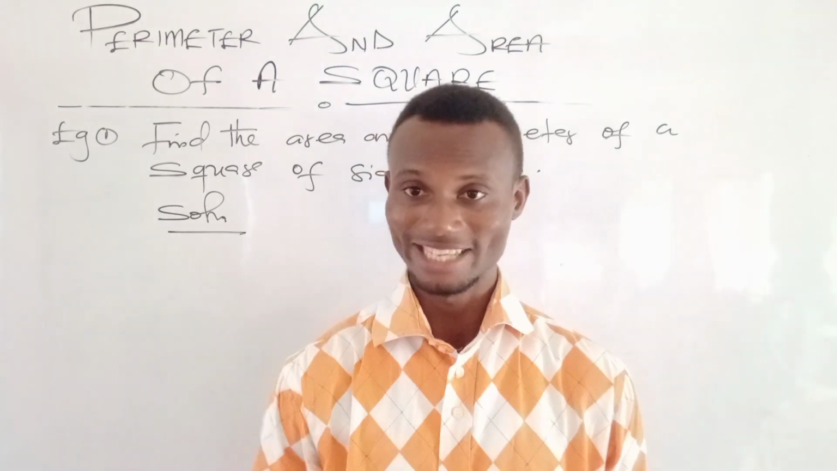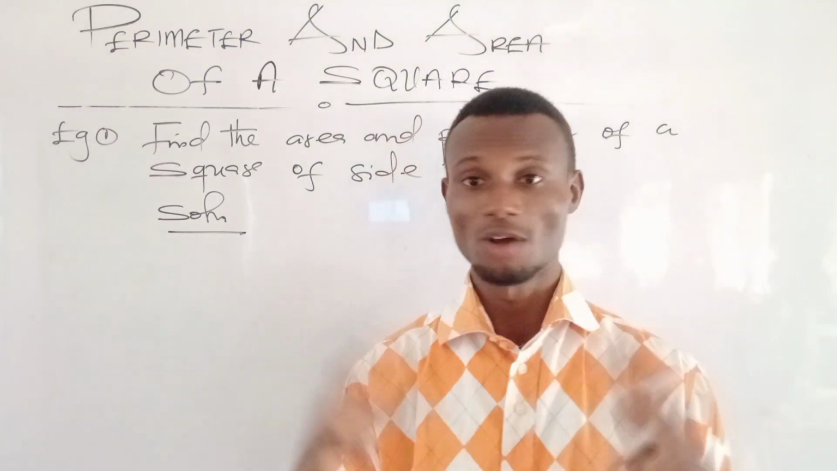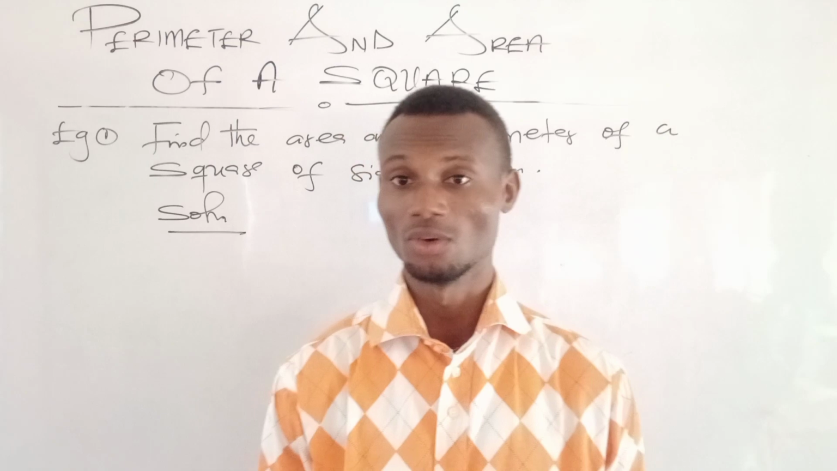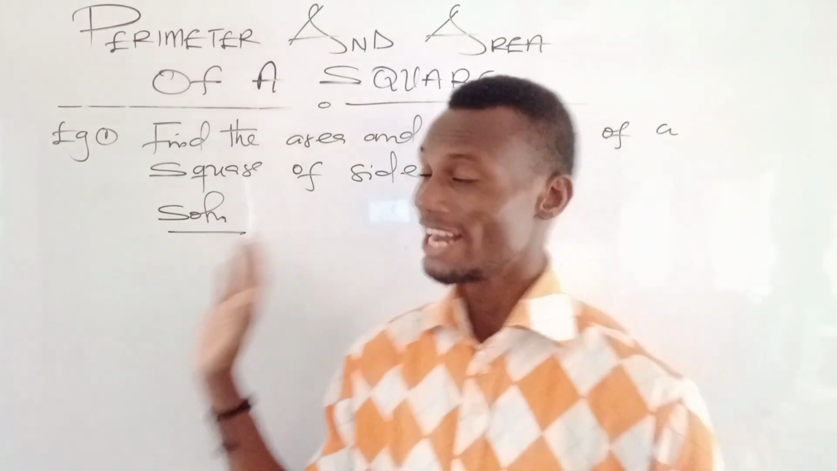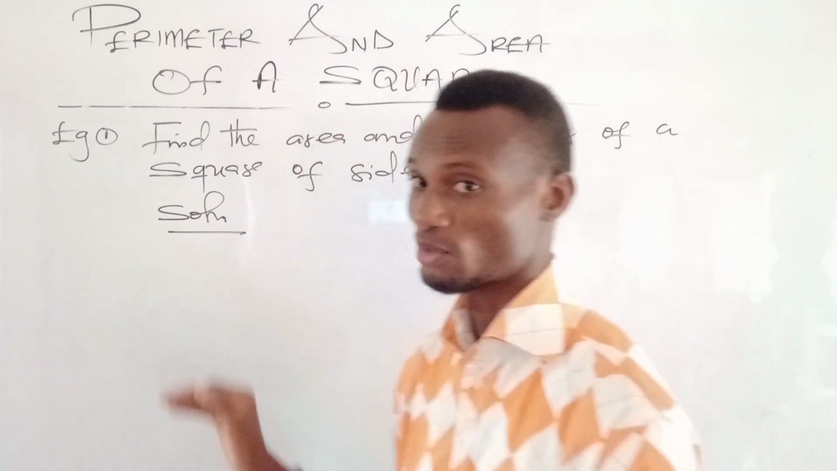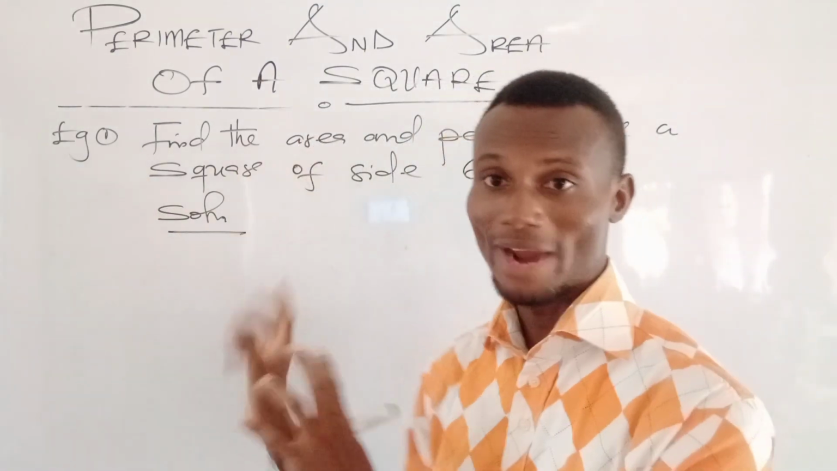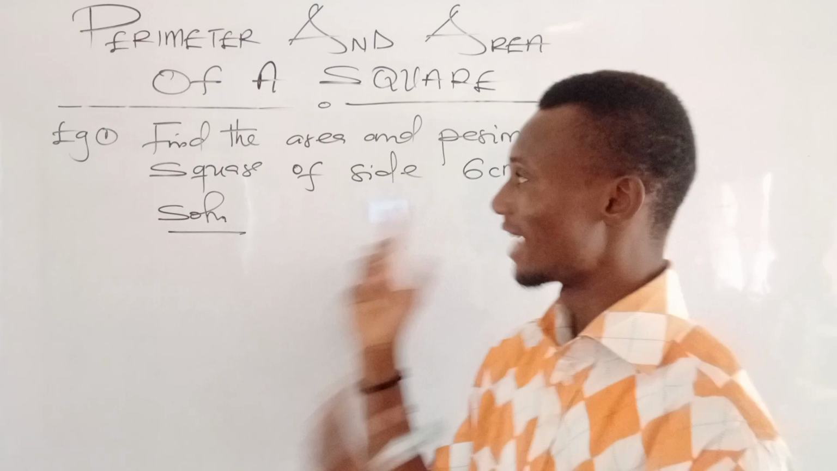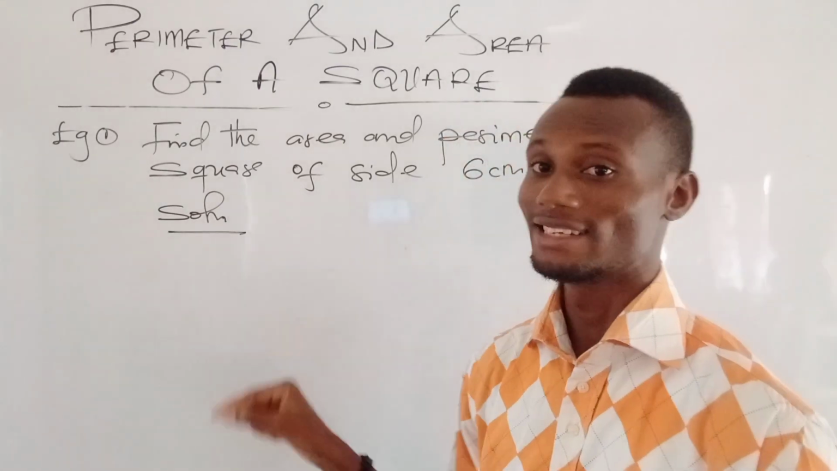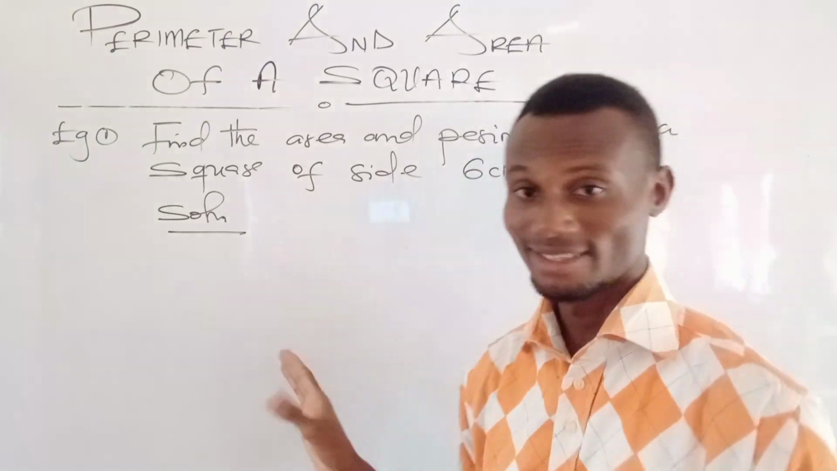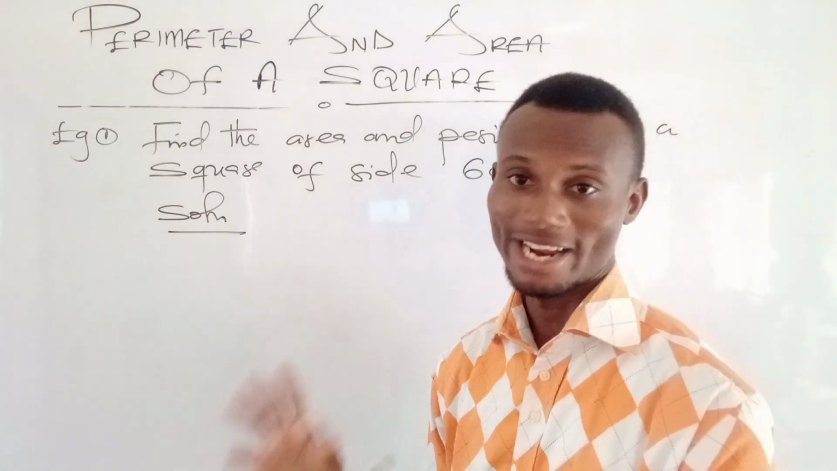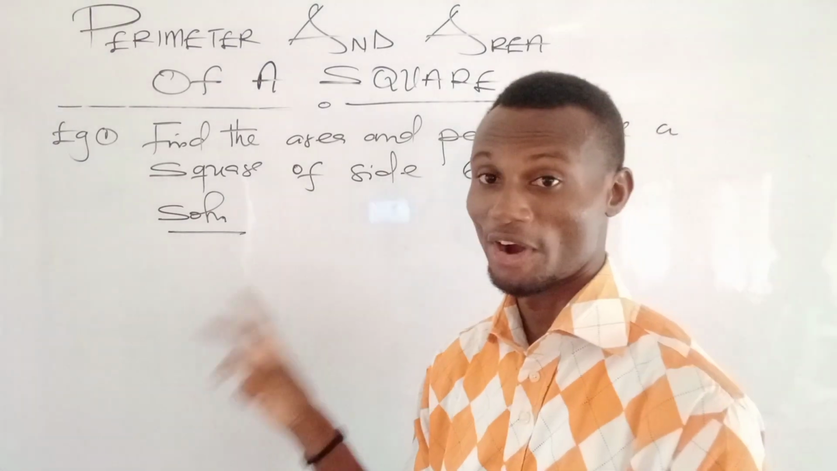No, follow the steps, and you will see that solving word problem questions will be easy for you. So follow the steps that I'm teaching you. Now let's go ahead and apply those steps. We've already read the question here, so we understand that the question is asking us to find the area and perimeter of a square of side 6 centimeters. We are going to find the area first, then we'll find the perimeter as well.